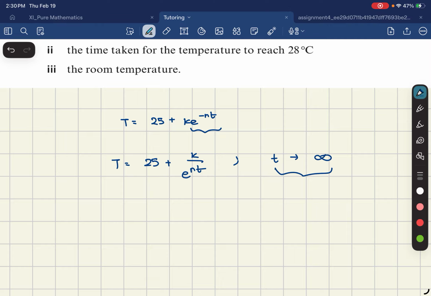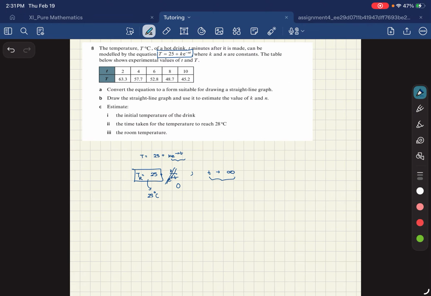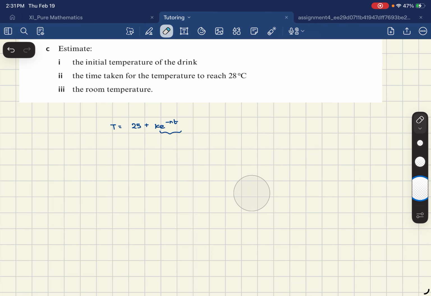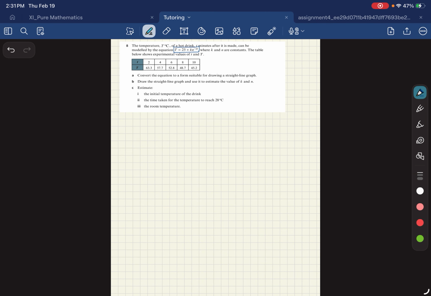But if my t is very, very, very big, this term is going to be 0 because my numerator is constant, k is constant. My denominator gets bigger and bigger and bigger. The exponential function is an increasing function, and it increases exponentially. That's the name of the function, right? So it becomes very, very big. And then the second term collapses to 0. So you get your room temperature, where thermal equilibrium occurs, to be 25 degrees Celsius. And that is it. That is the room temperature. And that is how you do question 8.